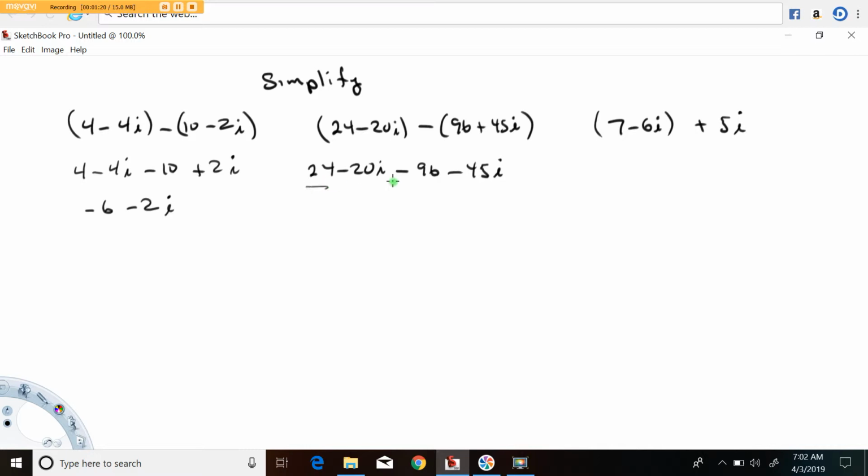So we want to take 24 minus 96. And what is that? 70. I think that's 62. Just take a moment here. Whoops, 72. Yeah, it's early in the morning, folks. All right, so we get 72, and then we get negative 20i minus 45i, and that's going to be minus 65i. And that's it. There's really nothing else to do with that one.